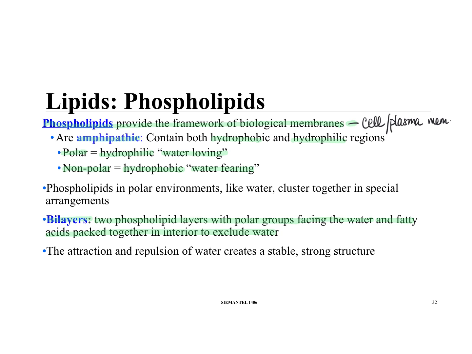So the attraction and repulsion of water actually creates a really strong surface. I know we're used to thinking of cell membranes as just that kind of circular line that we draw around the cell, so it looks pretty flimsy, but these bilayers are actually pretty sturdy and they can hold up to a lot.